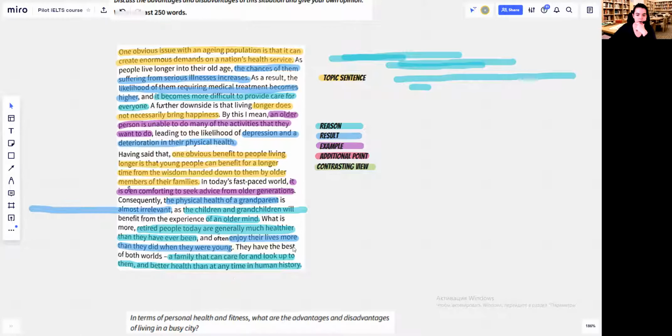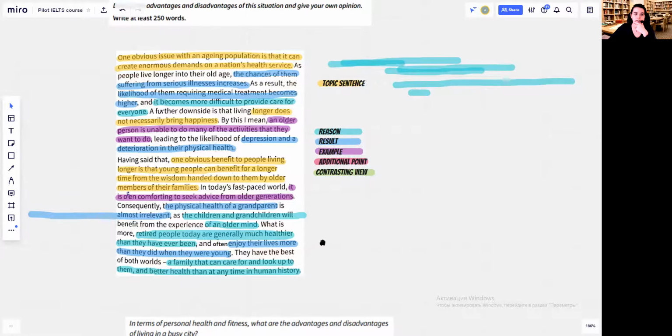Now, I marked it as a reason for the topic sentence. Why are they living longer and are providing the wisdom? Well, because they have a family that care for them and that they look up to them.